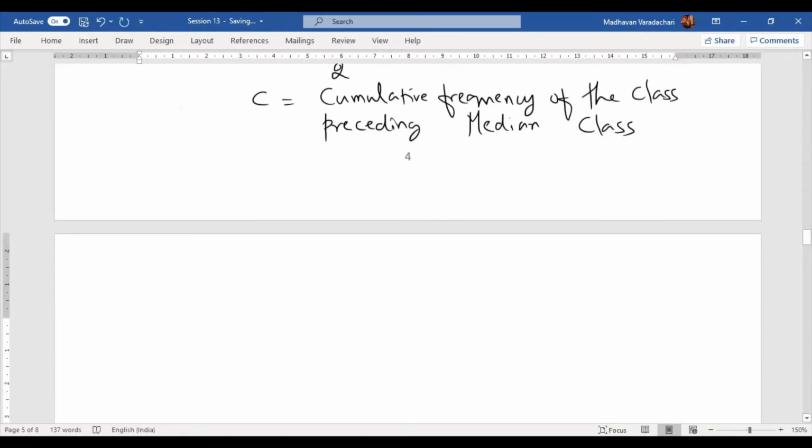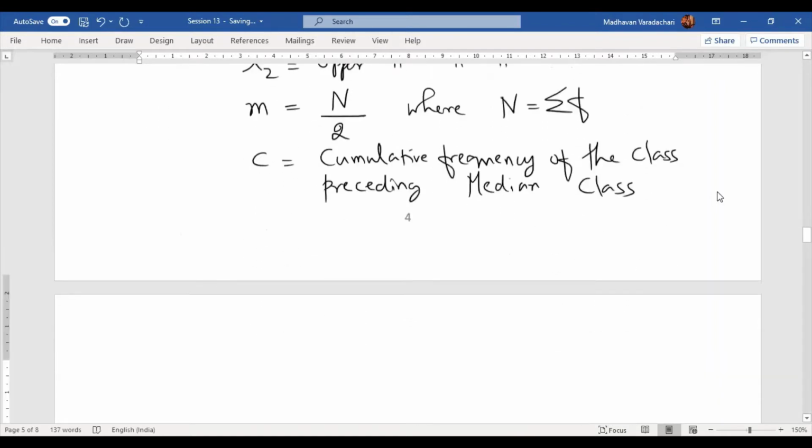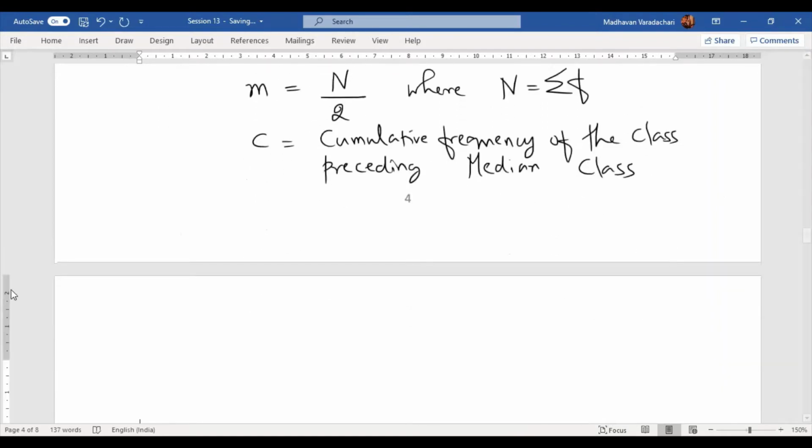Now, what else is left? We wrote about L1, L2, M, C, then this F suffix ME. I will say F suffix ME is frequency of the median class.